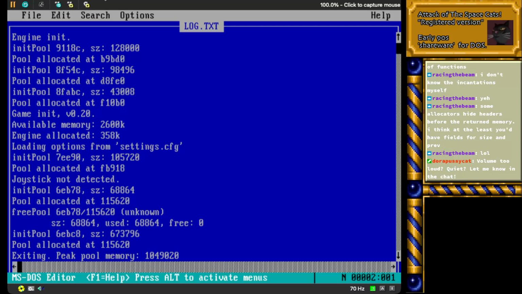So FB918, that's the globals, that's the title 115620, and we free that and we allocate. Interesting. If we don't open that file, we don't get a 16K gap. In fact, we don't get any gap at all, because of course the title's been unloaded. So is it something to do with file handling?